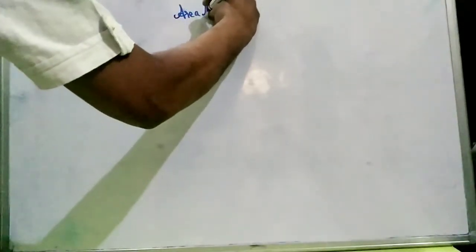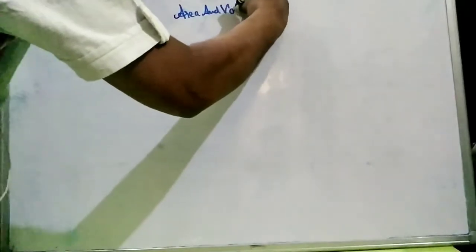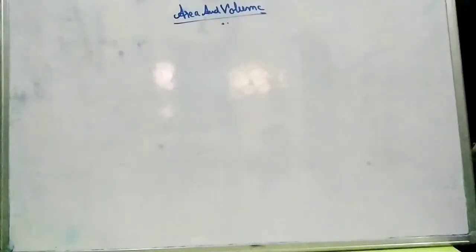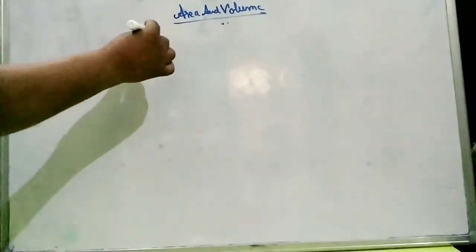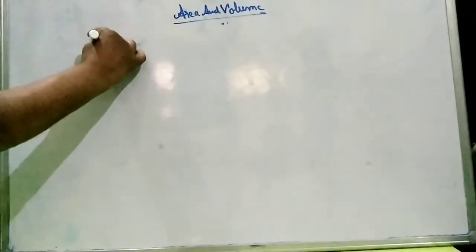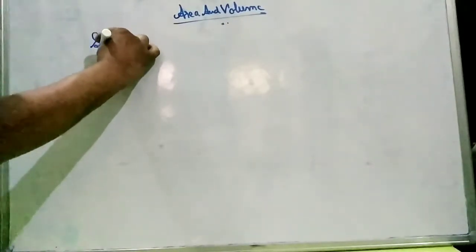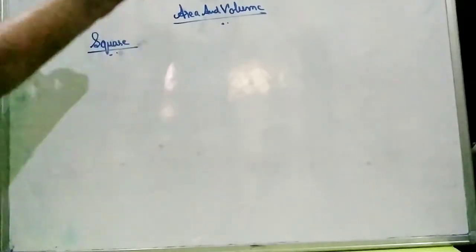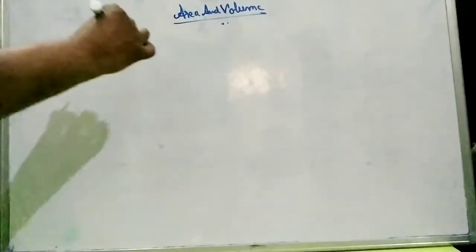Now area and volume. As we have already discussed, there are many figures whose area and volume can be calculated. In this process, we have already discussed the area of the triangle. Now we will be discussing some of the figures whose area is to be calculated along with its perimeter. So in that process, number 1 is square.